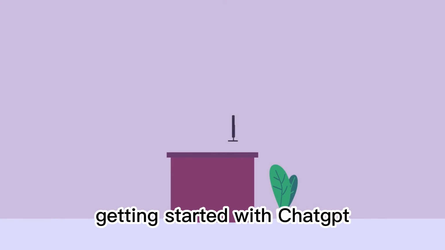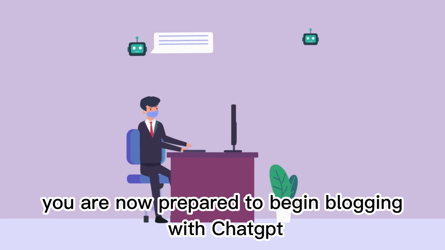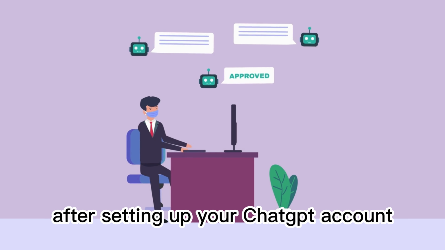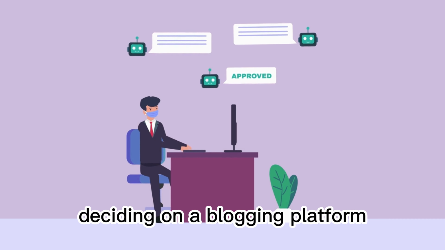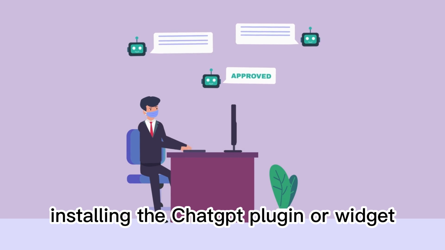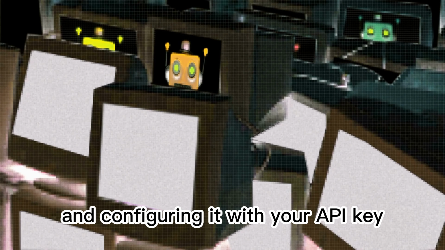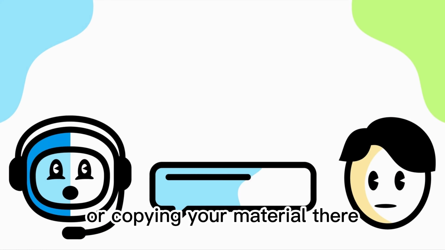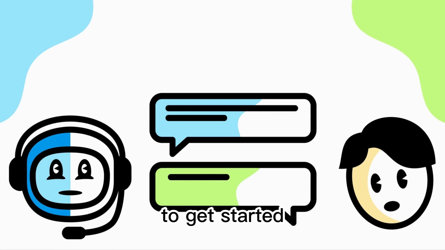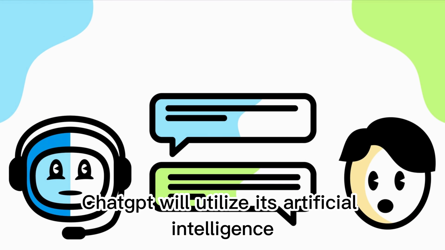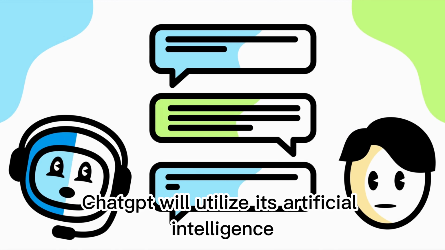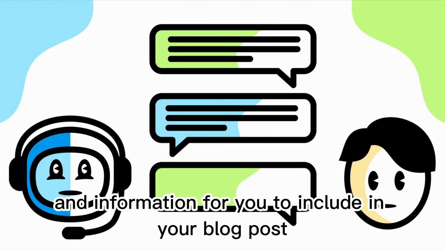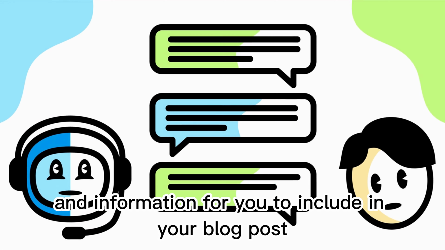Getting started with ChatGPT: you are now prepared to begin blogging with ChatGPT after setting up your ChatGPT account, deciding on a blogging platform, installing the ChatGPT plugin or widget, and configuring it with your API key. Simply launch the ChatGPT interface in your blogging platform and start entering or copying your material there to get started. Based on the text you have entered, ChatGPT will utilize its artificial intelligence capabilities to offer ideas and information for you to include in your blog post.